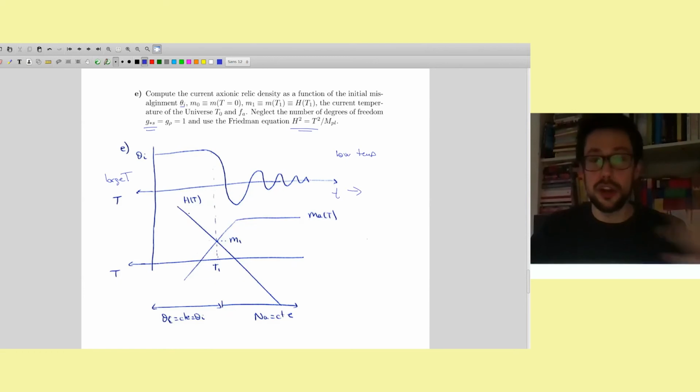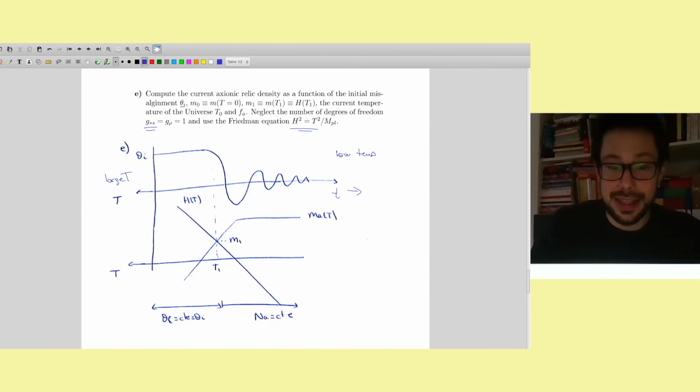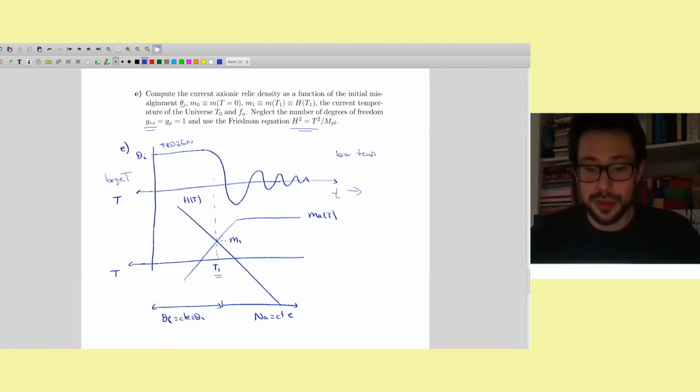and therefore there's a lot of friction, right? There's a lot of friction, and the friction is way larger than the axion mass. This means that the axion is frozen at this initial misalignment. Then we reach a point that we will define as temperature 1, T1, at which the Hubble parameter is of the order of the axion mass.